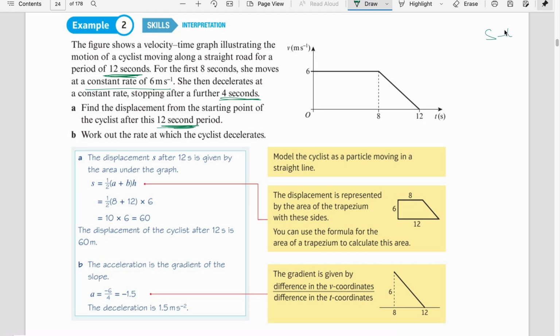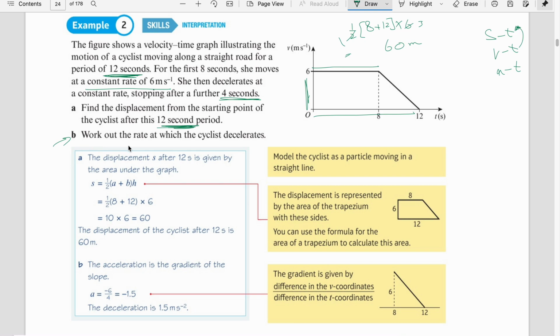So we know displacement time, velocity time, acceleration time. When we are talking about the displacement, I have to find the area. So the area of this trapezium is 1 by 2 times the sum of parallel sides, that is 6, plus 8 plus 12, times this height, that is 6. 1 by 2 times 20 times 3 is 60 meters.